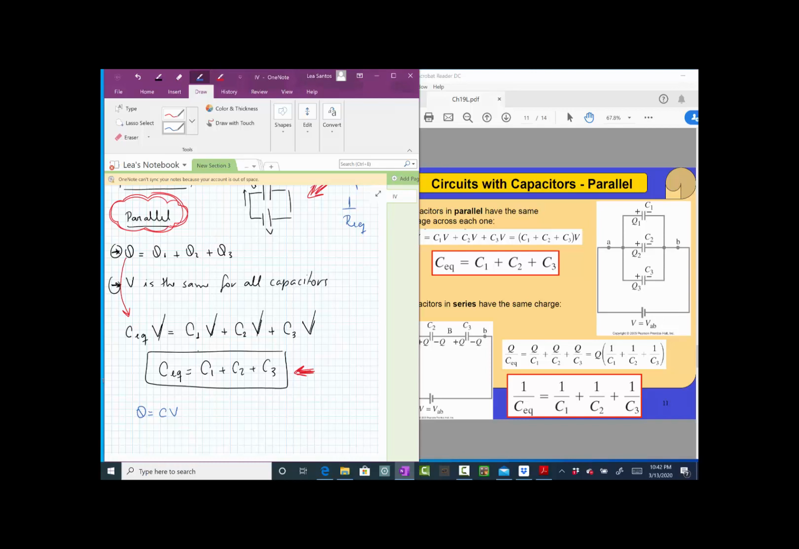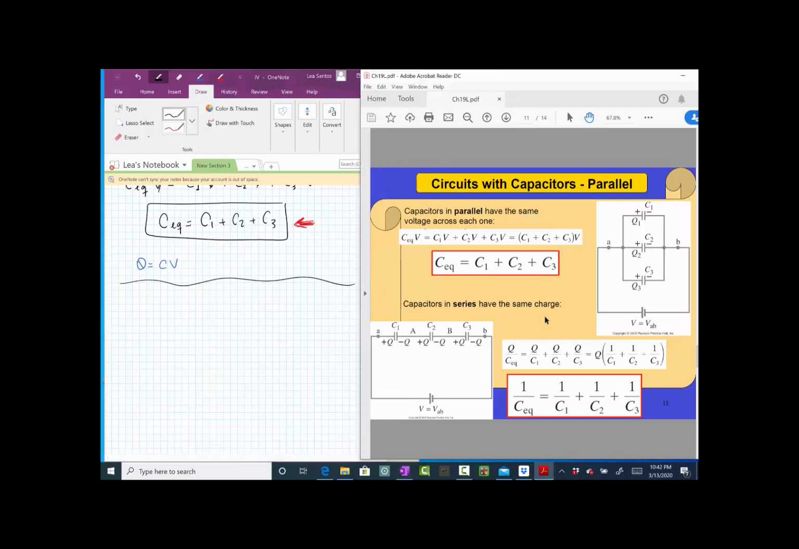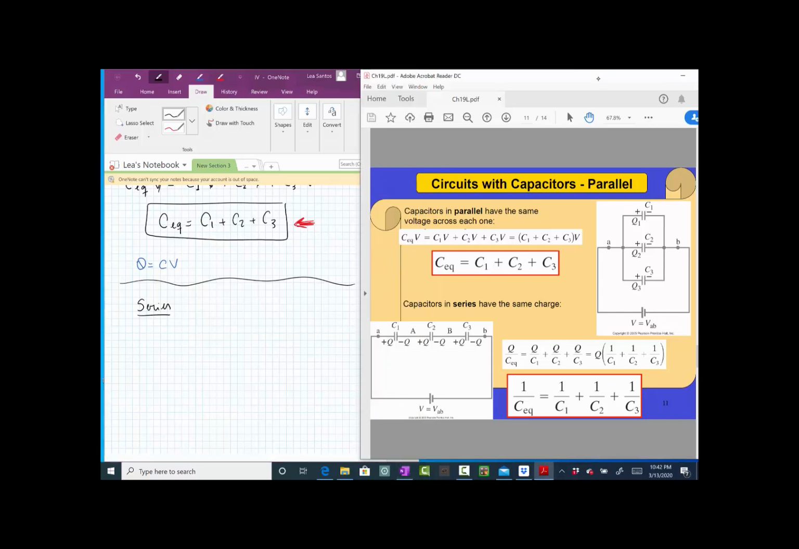All right? Now let's move to the other case, which is when we have, here at the bottom, capacitors in series. Capacitors in series are similar to what we saw for the case of resistors. What did we say? In the case of resistors, the current had to go through each one of these resistances. Now, in the case of the capacitors, the Q has to be the same.